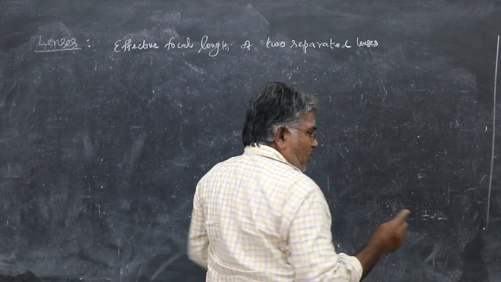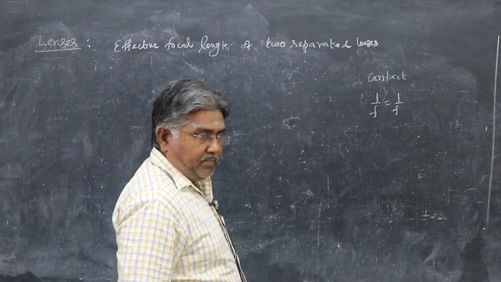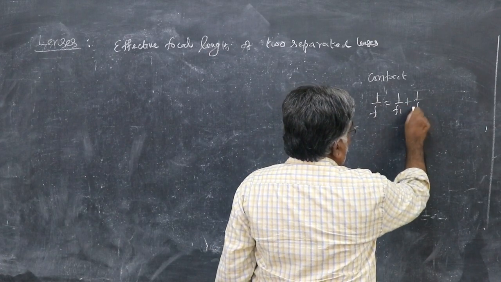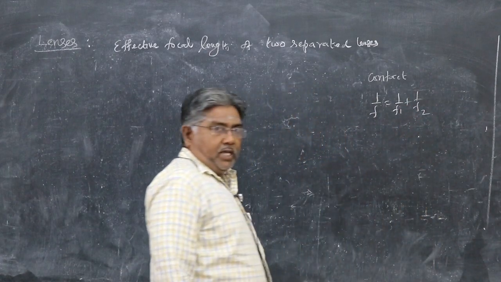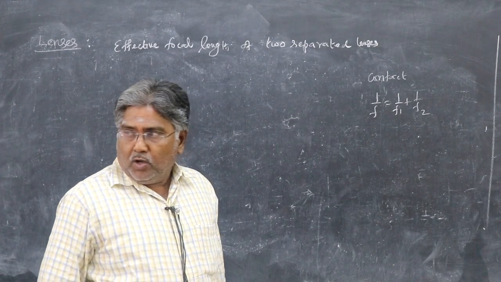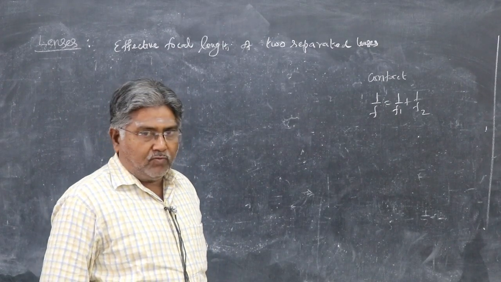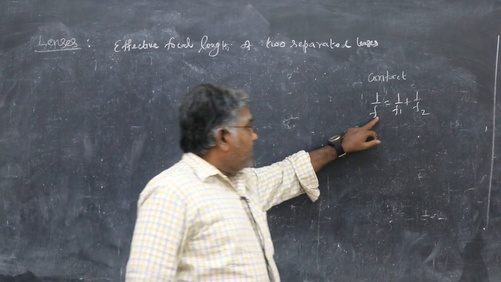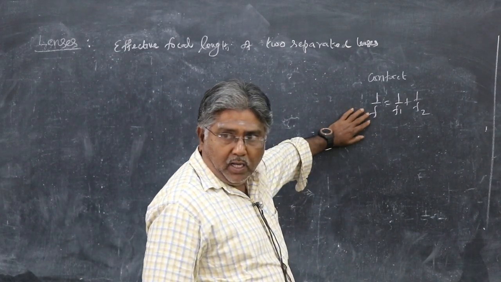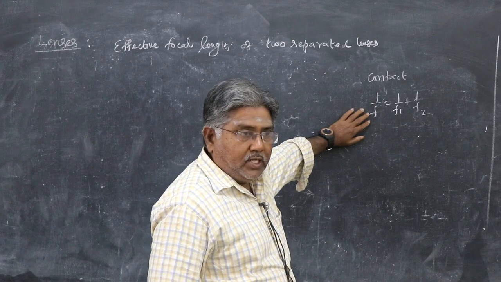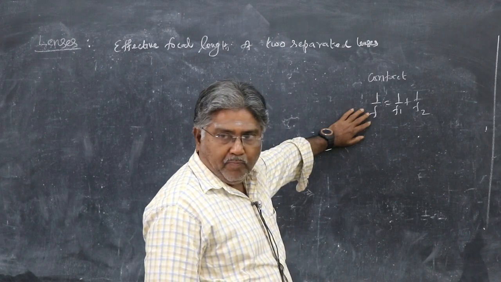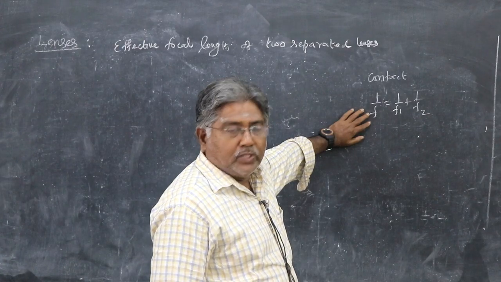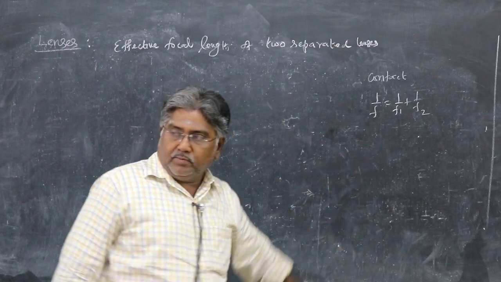Suppose they are in contact, then we have 1 by f is equal to 1 by f1 plus 1 by f2. What is f1? Focal length of one of the lenses. f2 is the focal length of the other lens. F is the effective focal length. This formula is true when the two lenses are in contact. When the two lenses are separated by a distance, we see how to write the formula.